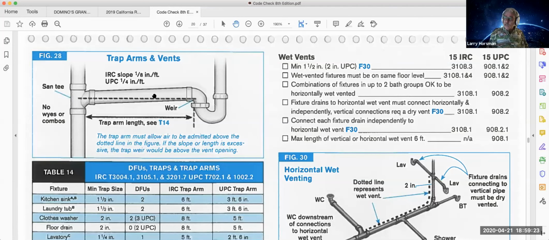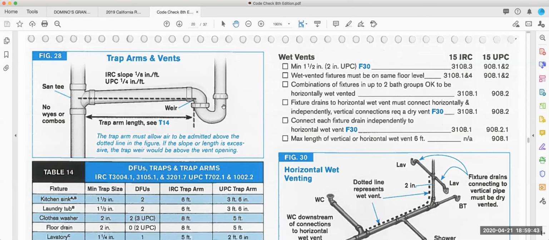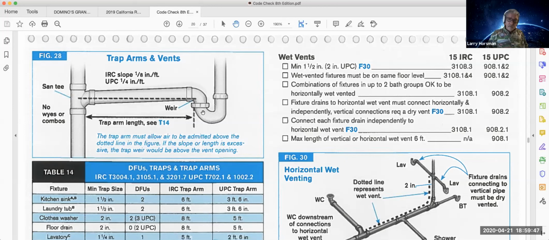You are supposed to have the slope on here, 1/4 inch per foot, Uniform Plumbing Code. IRC says 1/8 inch per foot. I see lots of them that have no slope at all. They seem to work most of the time okay. Sometimes on these traps, if you have an old sink and you've got a metal trap, sometimes all that's left is the plating that was on there, and the rest of it's been eaten away.